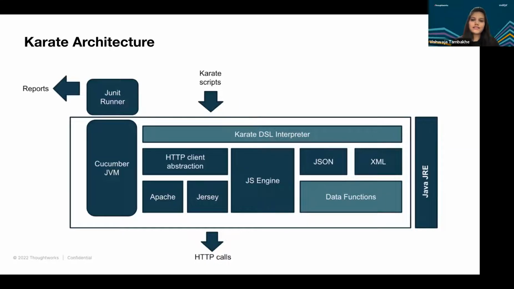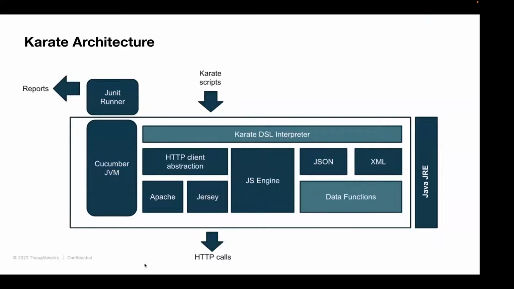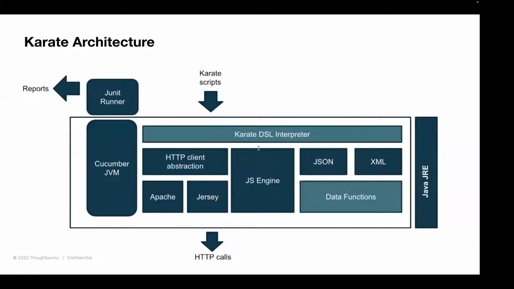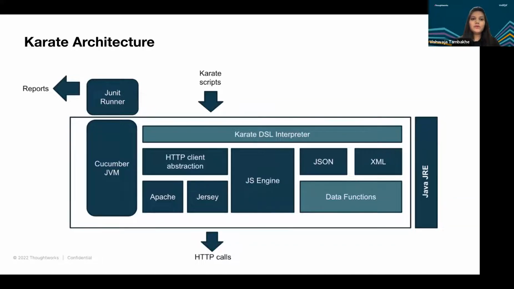The Karate DSL interpreter sends the request through the HTTP client abstraction and gets the response via Apache and Jersey. Then the JS engine helps execute JavaScript code with JSON and XML checks. Here, the data functions mean put, patch, post, etc. The whole Karate script runs in the Java runtime environment. And the JUnit runner helps to run the script. Once the script is executed, a report will be generated.